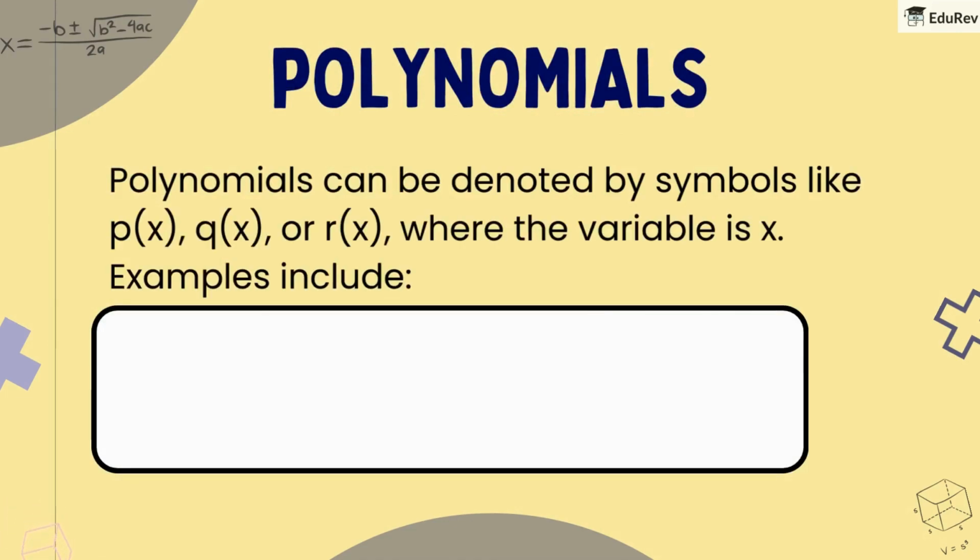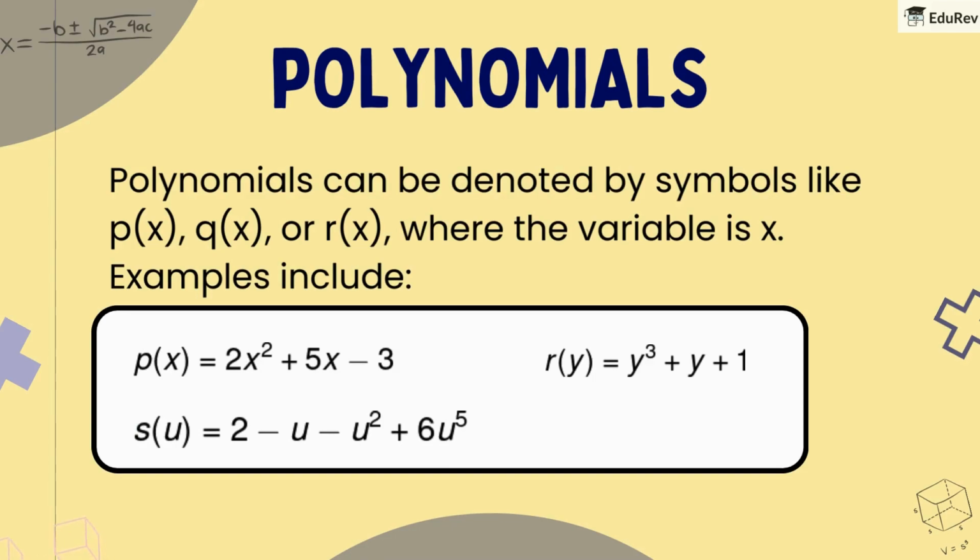Polynomials can be denoted by symbols like p of x, q of x, or r of x, where the variable is x. Examples include p of x equals x square plus 5x minus 3, r of y equals y cube plus y plus 1, s of u equals minus u square plus 6u power 5, q of x equals x cube minus 1.